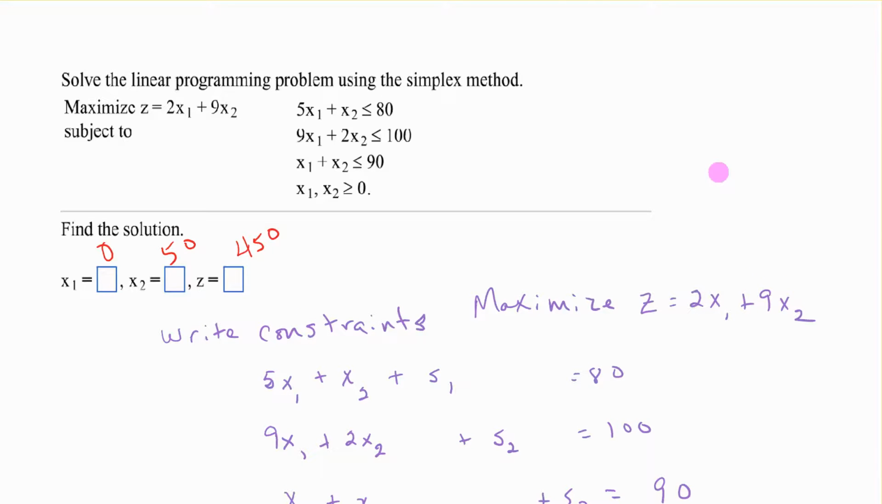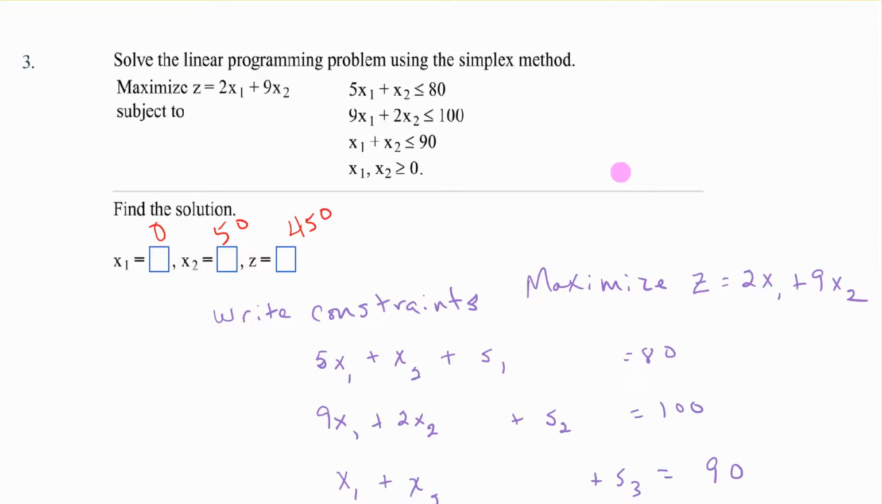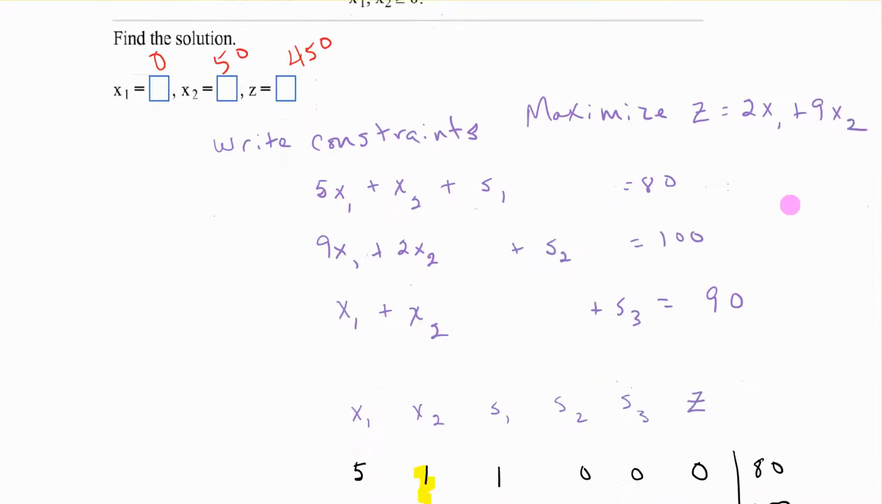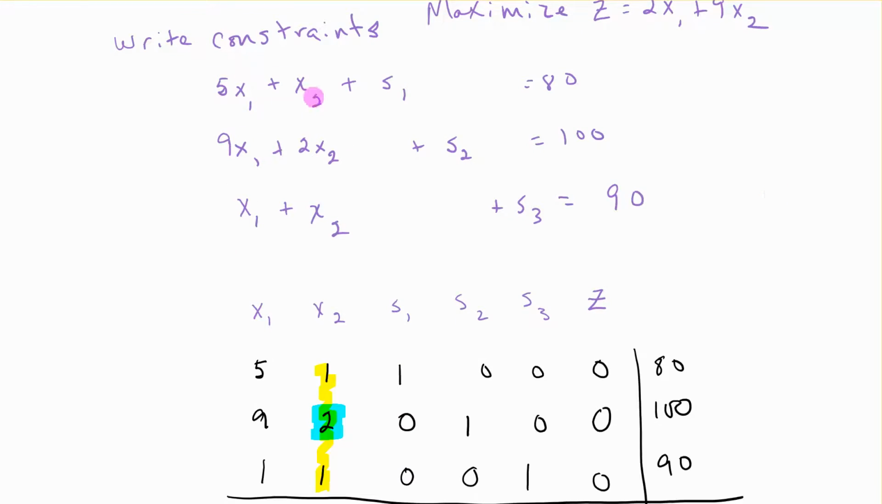And then we have this one. Now we aren't given a tableau here, so we've got to figure one out. This is a large problem, a lot of work in this one. That's why we only have 3. But we start out and we are maximizing this. These are my constraints. So I have to make my constraints, putting in my slack variables. So I've got 5x1 + x2 + s1 equals 80. This one plus S2 equals 100. This one plus S3 equals 90.